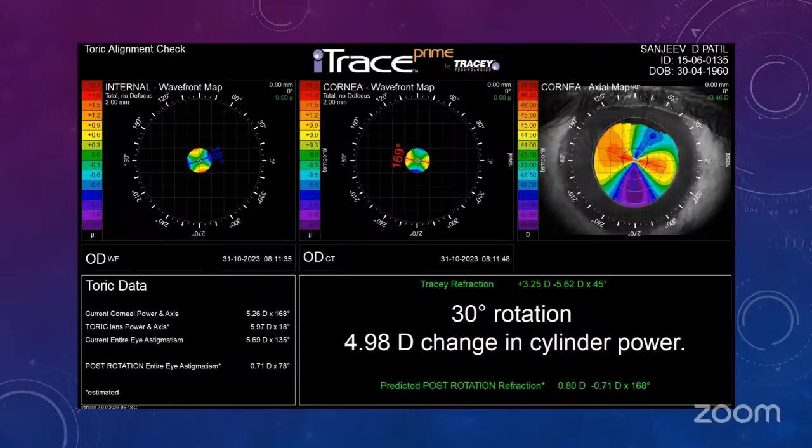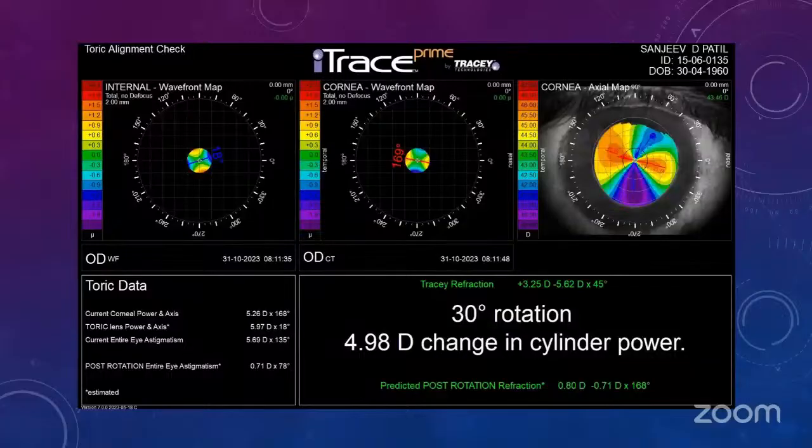We can see this, the internal map or the wavefront map is that of the lens. The cornea wavefront map is the corneal astigmatism, and we can see that the toric lens power and axis that was in the eye was 5.97 diopters at 18 degrees, and the current entire eye astigmatism was found to be 5.69 at 135 degrees.